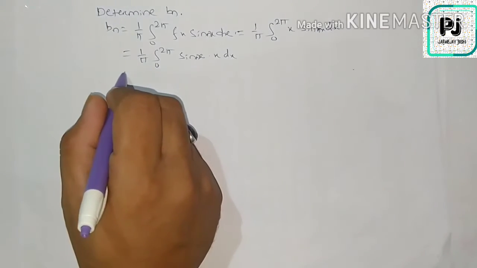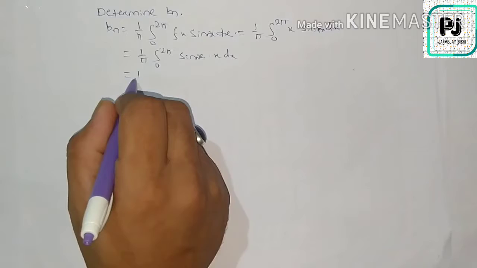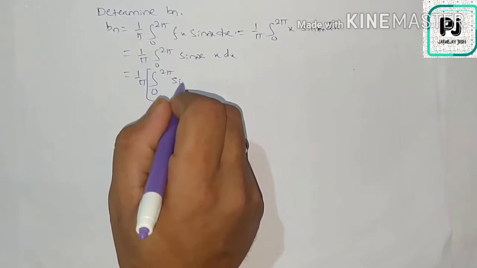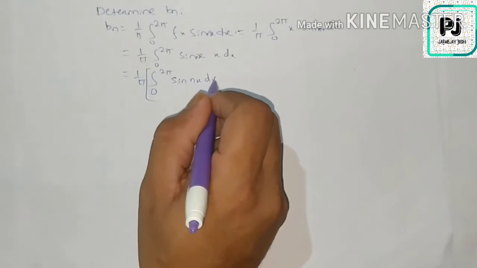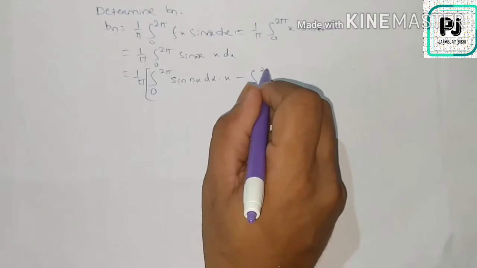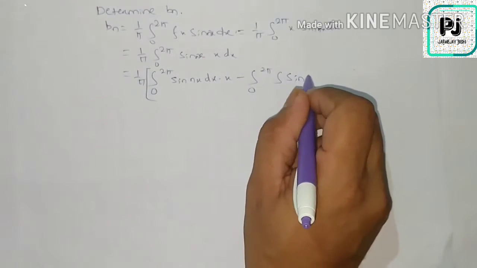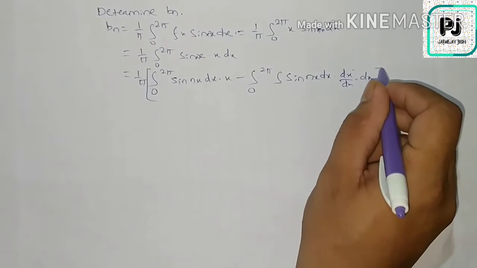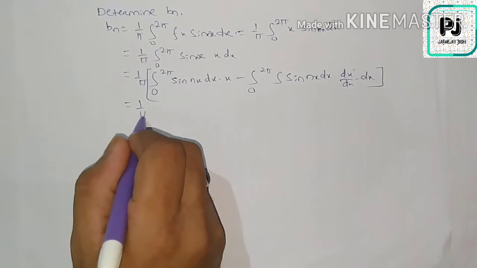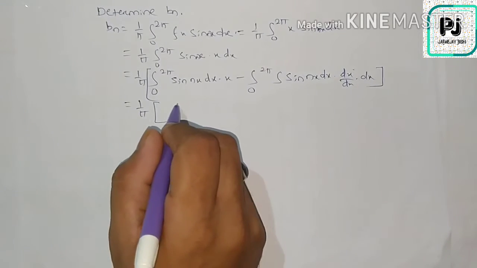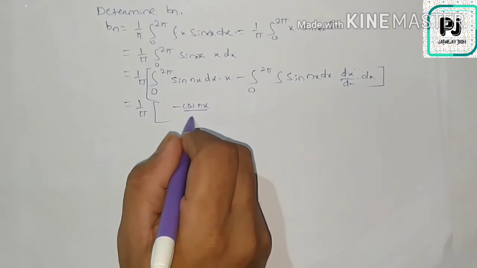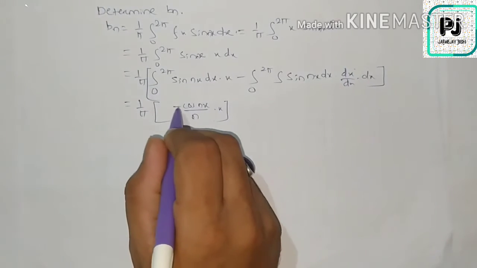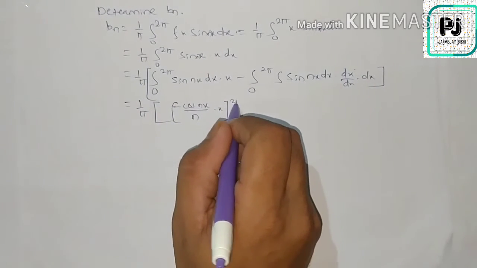So now you have to again use the formula 1 by pi, integral from 0 to 2 pi, that is sin nx dx into x minus the integration from 0 to 2 pi of the integral of sin nx dx into dx by dx into dx. This is the integration by parts (uv) formula. So 1 by pi, the integral of sin nx dx will be minus cos nx divided by n, into x, with the definite limits 0 to 2 pi.